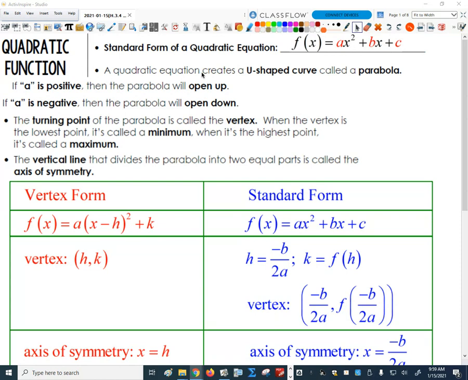Most recently, though, we've shifted over to standard form, okay, which is not as convenient for graphing, but it has some other big advantages.